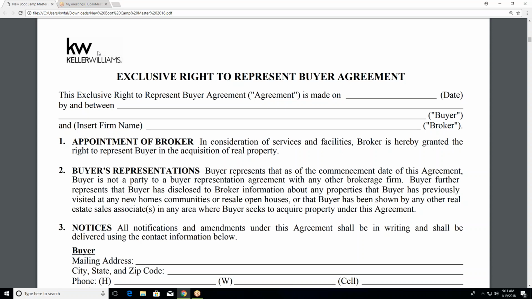Okay. Buyer's representations. Buyer represents that as of the commencement of the date of this agreement, buyer is not a party to a buyer representation agreement with any other brokerage firm. Buyer further represents that the buyer has disclosed to the broker information about any properties that the buyer has previously visited at any new homes communities or resale open houses, or that the buyer has been shown by any other real estate sales associate in any area where the buyer seeks to acquire property under this agreement.